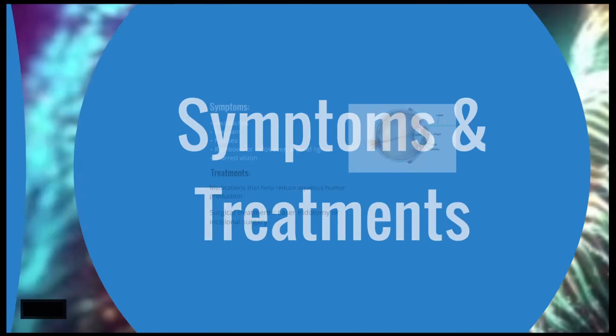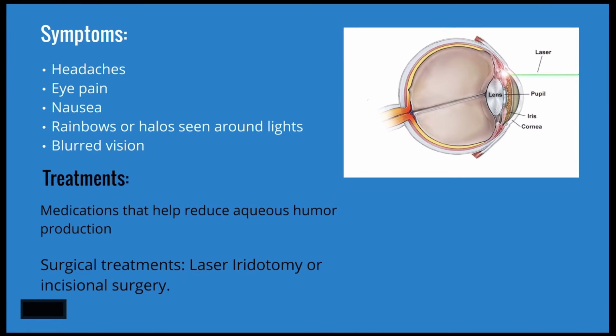Now to the next slide. The symptoms of angle closure glaucoma occur rapidly and suddenly. They include headaches, intense eye pain, nausea, halos seen around lights, and blurred vision. It is urgent to see your doctor immediately if you begin to experience any of these symptoms.